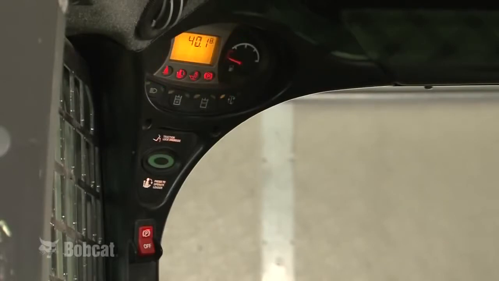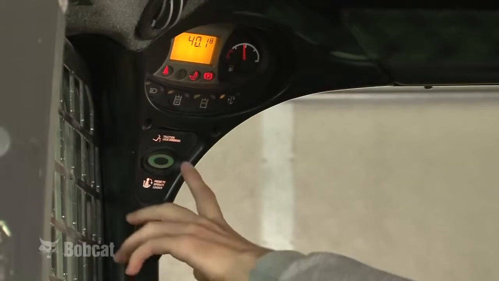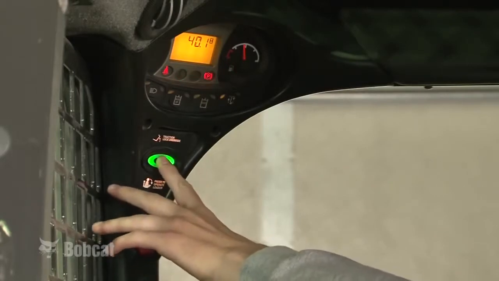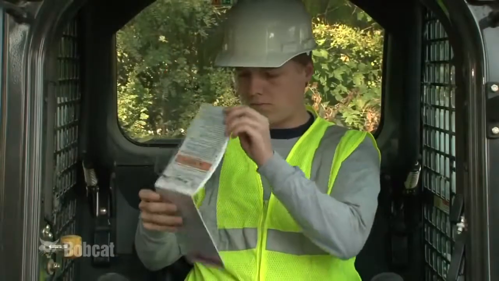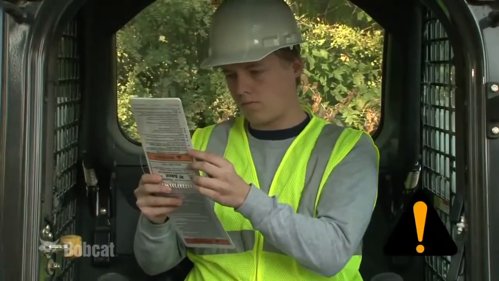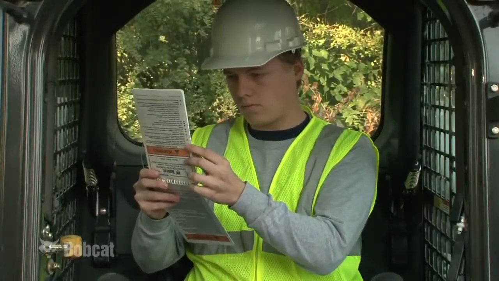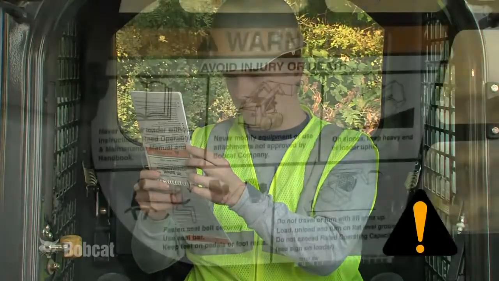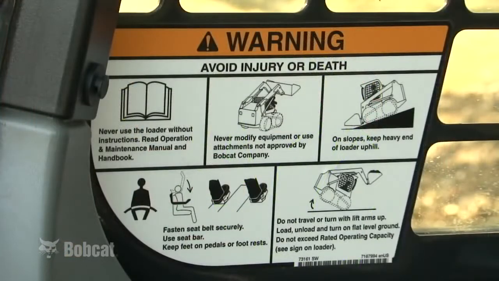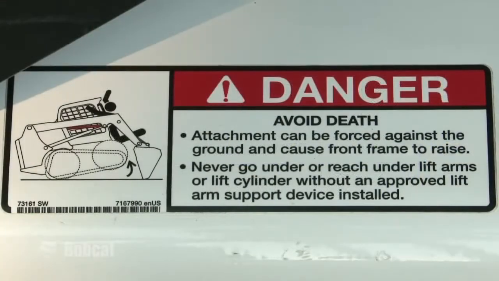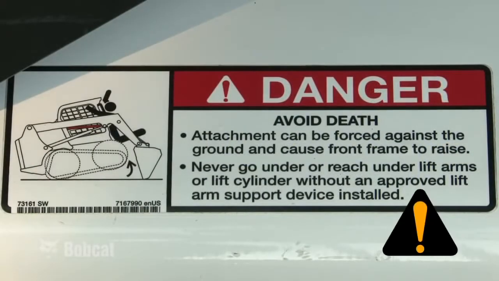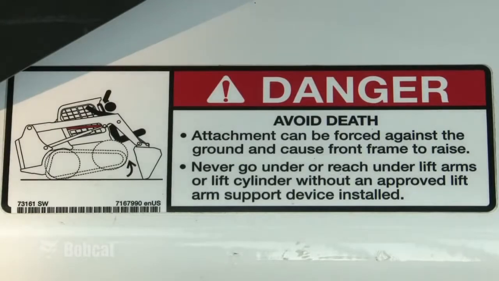Bobcat loaders have an interlock control system. The system should be inspected and maintained for proper function as required by the manufacturer. Take time to read the Bobcat Operator's Handbook, any safety signs and other instructional decals in the cab, on other areas of the loader or the attachment. The safety signs are important and will help you avoid situations that could result in serious injury or death.